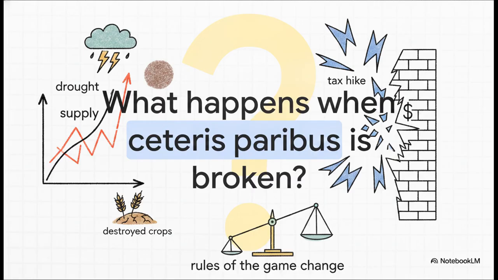But I'm going to leave you with a quick question to ponder. What do you think happens to this perfect, beautifully mapped line when ceteris paribus is broken? Like, what if a sudden drought wipes out a crop or a massive tax hike just shatters those frozen boundaries? Well, the rules of the game change entirely, and that curve doesn't just sit there, it shifts. But hey, that's an explainer for another day.